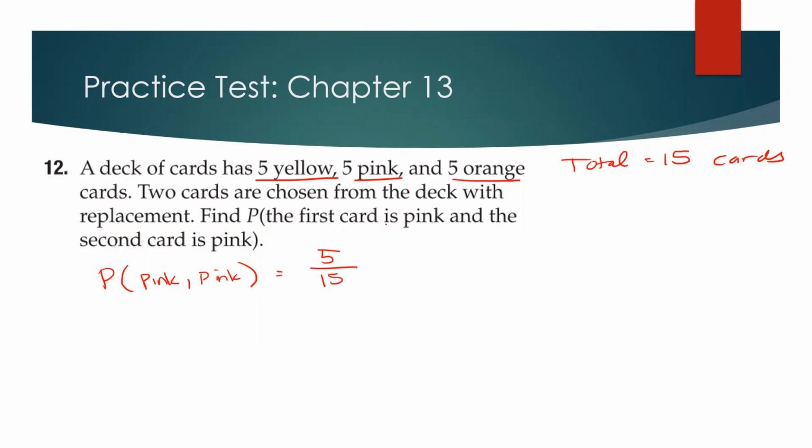Now because they're putting the card back, if it was a pink card, there's still going to be 5 pink cards, and there's still going to be 15 cards altogether. So 5 times 5 is 25, and 15 times 15 is 225. And then we could simplify by 25 over 25, and we would get 1 over 9. Okay.